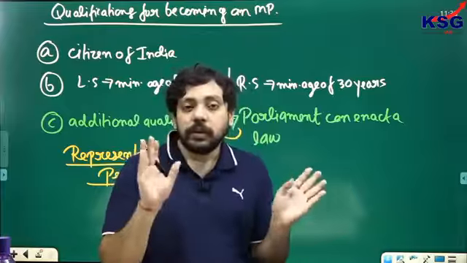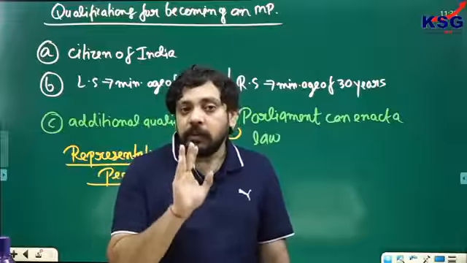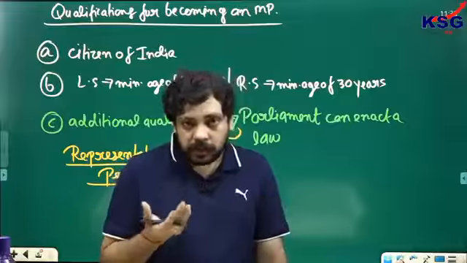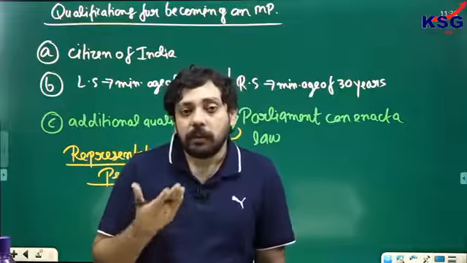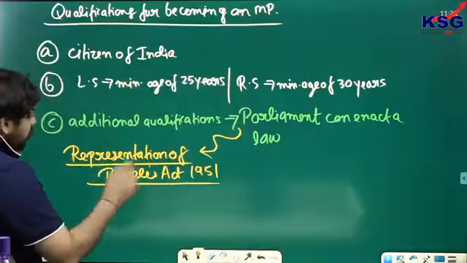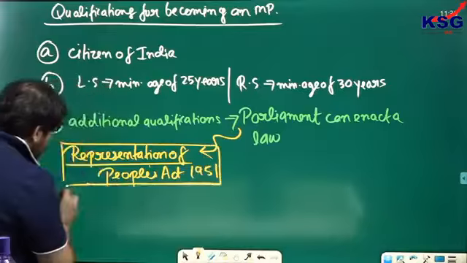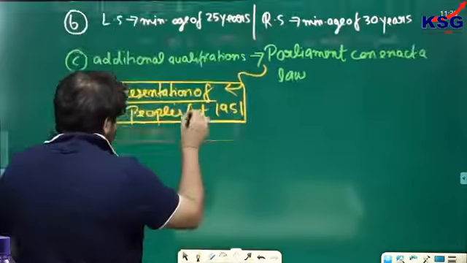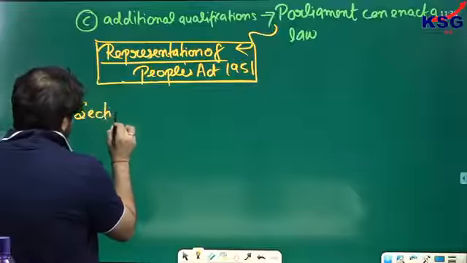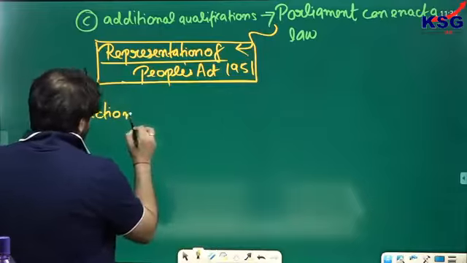The answer is the Constitution of India, Article 84, where the Constitution empowers the parliament to enact a law to give certain additional qualifications which are going to be the basis upon which a person can become a member of parliament. Okay. So that is where the Representation of People's Act starts, and within it, as we have discussed, there are two sections which are given, Section 3 and Section 4 of the RPA.